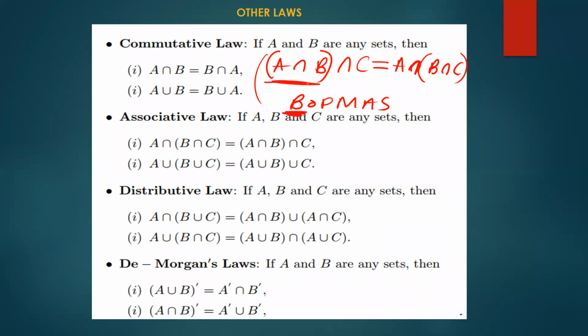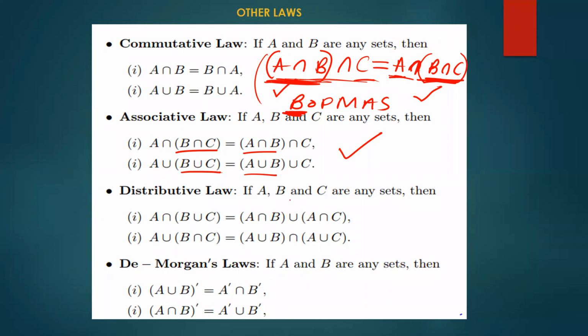So if you start with these two sets to find the solution of this left-hand side, the answer that you're going to get will still be the same as the person who started with B intersection C and later added A. The answer that you get on this side will always be the same as the answer on that side. So that is what the associative law states. When you change the brackets, you still get the same answer.